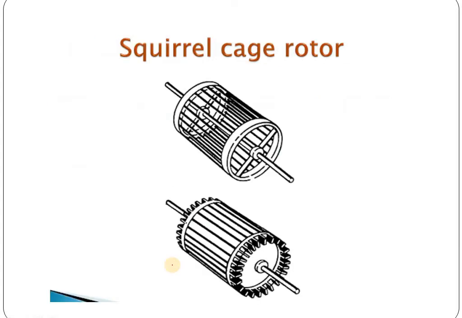Now induction motor rotor can be of two types. That part I have discussed in my last class. One is squirrel cage type, another one is slip ring type or wound rotor type. Squirrel cage rotors are basically these rotor bars, and they are made of copper, and these rotor bars are slightly skewed. That means they are not just straight lines, they are slightly angled with each other.